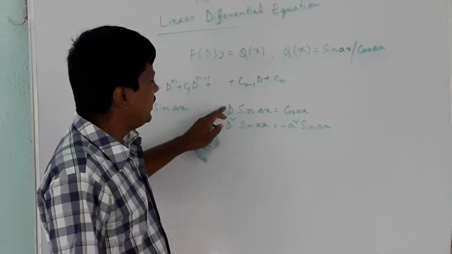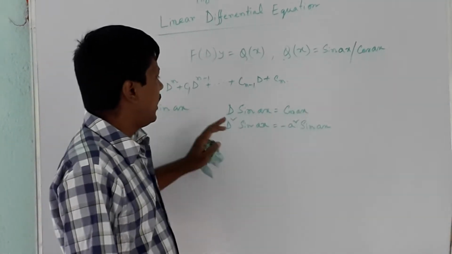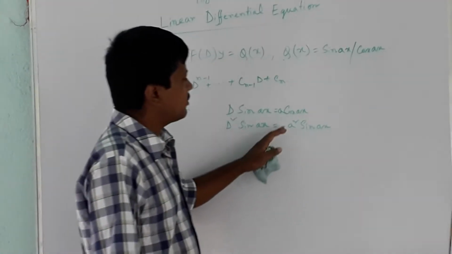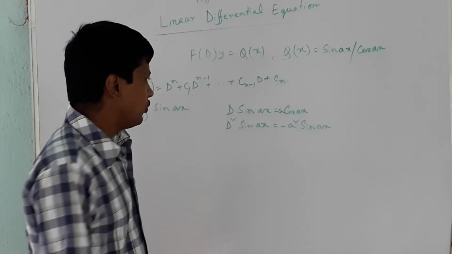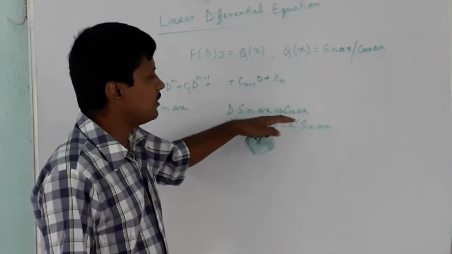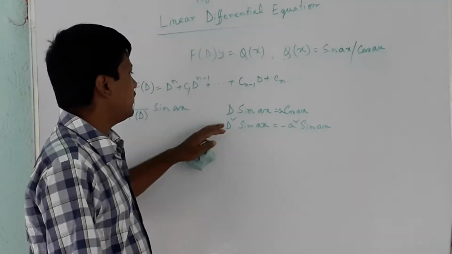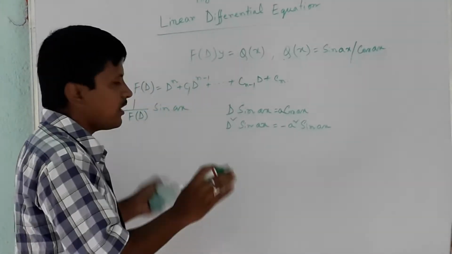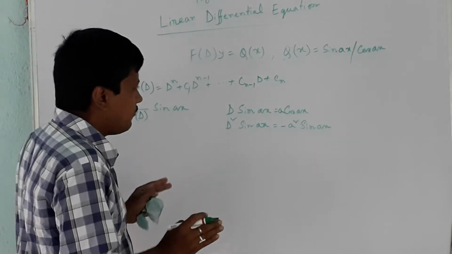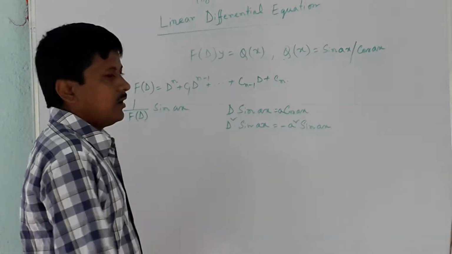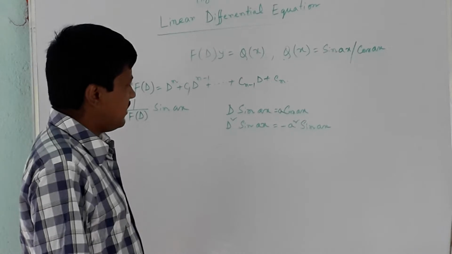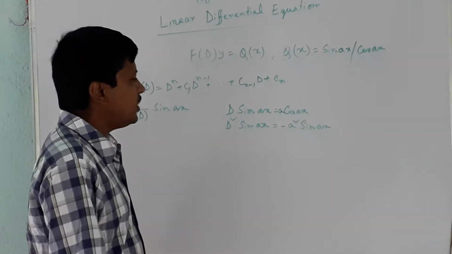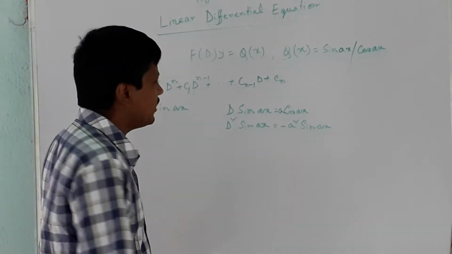Now we know D of sin ax is equal to a cos ax, and D square of sin ax is equal to minus a square sin ax. Similarly, D of cos ax is equal to minus a sin ax, and D square of cos ax is equal to minus a square cos ax. So for cos ax or sin ax, to obtain the double order derivative, we need to put D square equal to minus a square. Then we get the result.